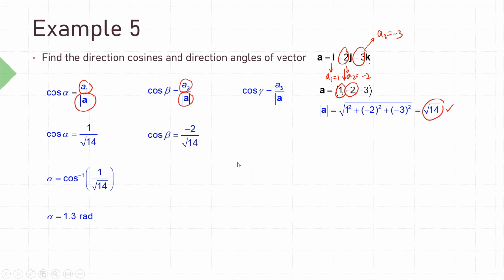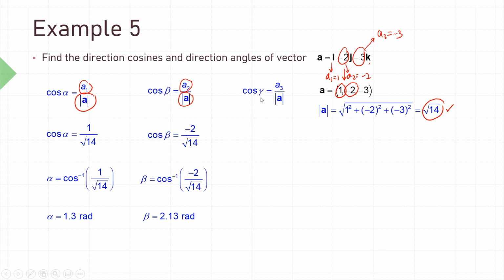Therefore we substitute inside this formula, we got -2 over square root 14. So to find beta, we have cos inverse of -2 over square root 14. So we get beta, which is equal to 2.13 radian using your calculator.